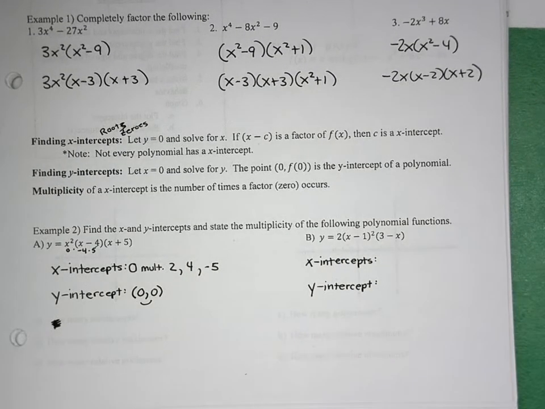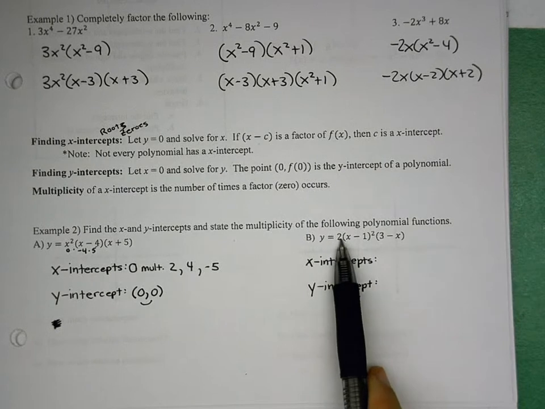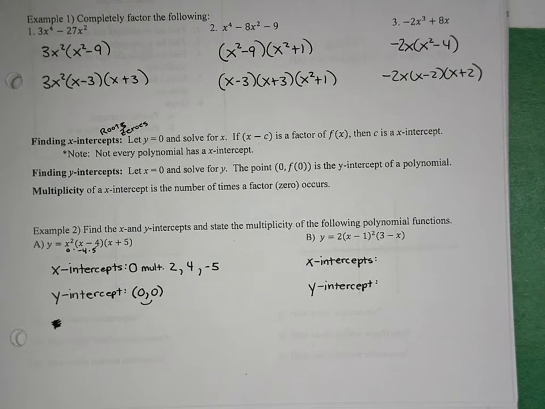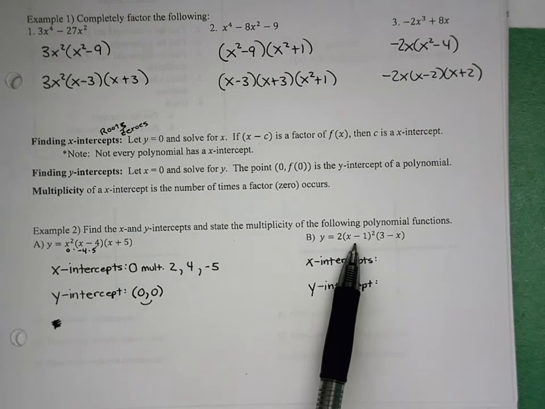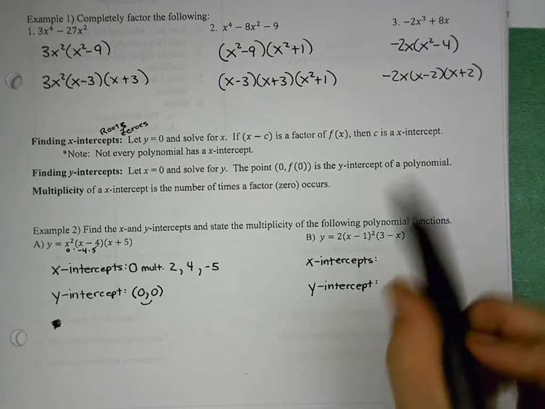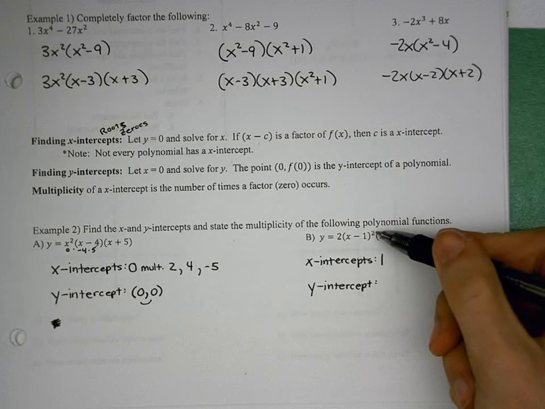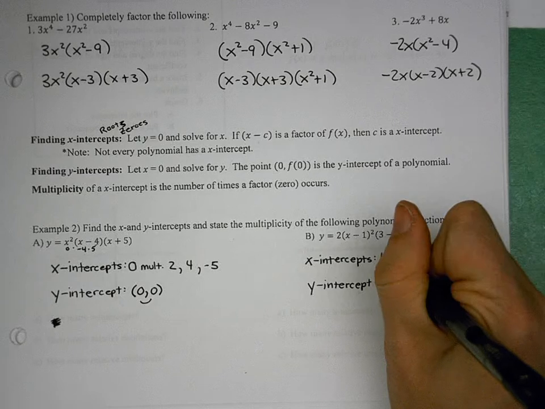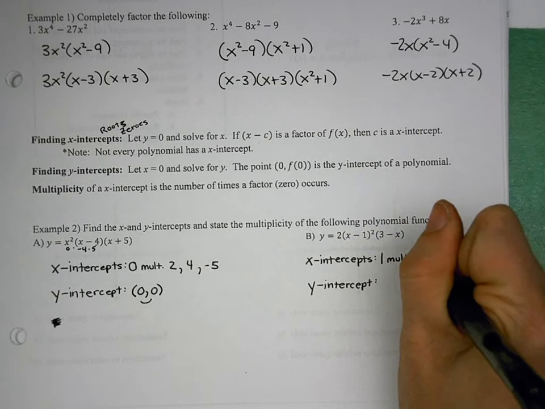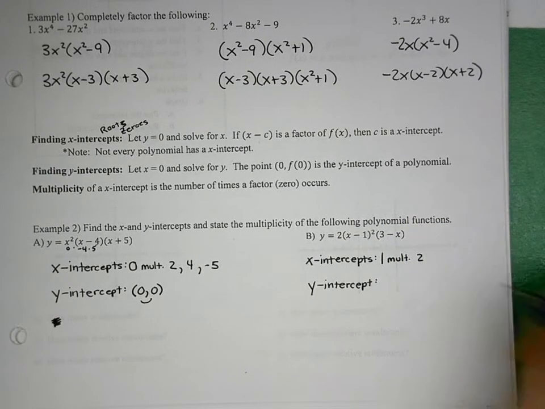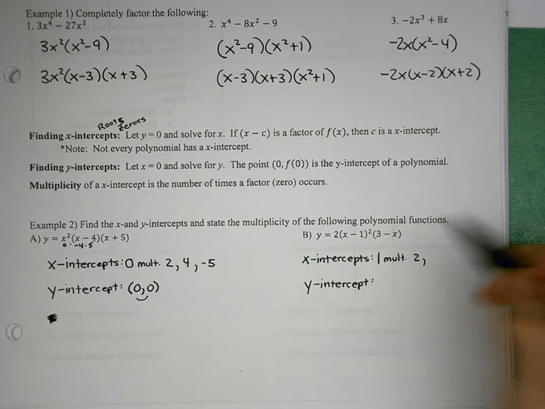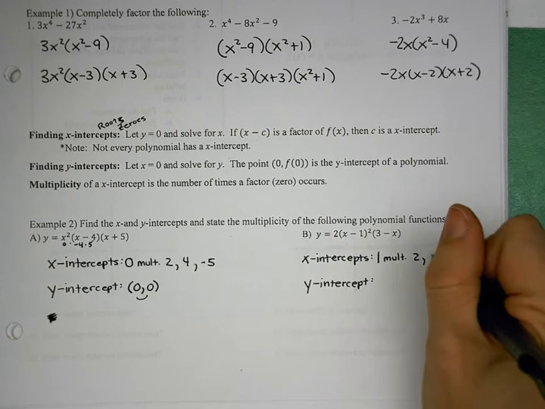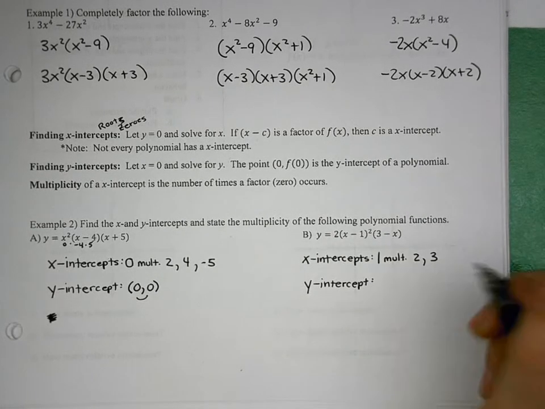Okay, here we go. X-intercepts. So what makes 2 equal 0? Nothing. 2 is 2. Next up, what makes x minus 1 equal 0? That would be positive 1. And there are 2 of those x minus 1s, so this has a multiplicity of 2. And then for our last factor, what makes 3 minus x equal 0? That would be positive 3. And it has a multiplicity of 1.